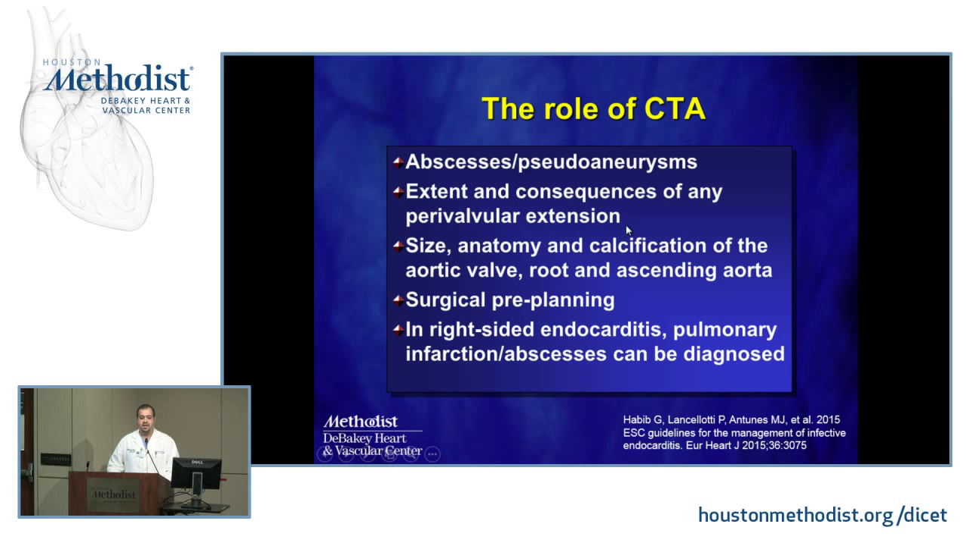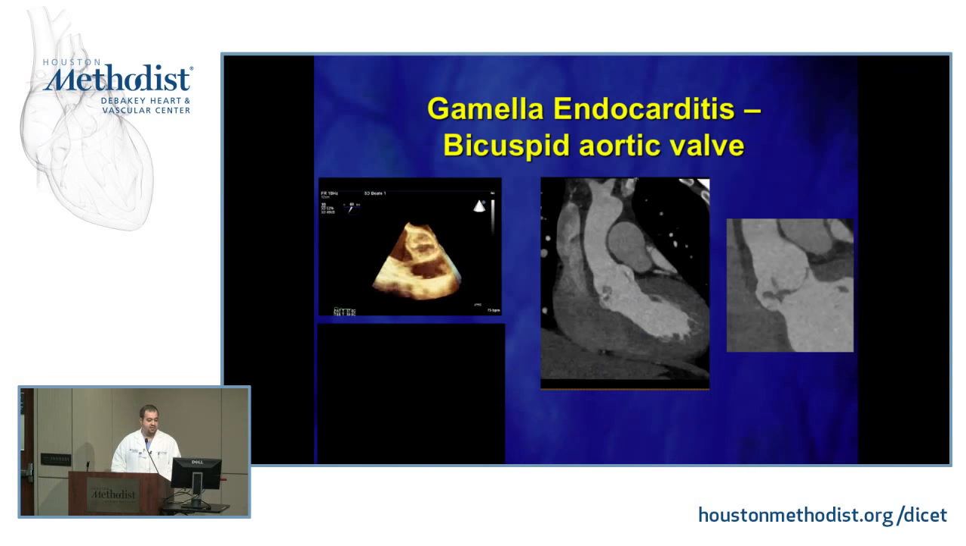So where does CT help in patients with endocarditis? Mostly for complications of endocarditis. If you have abscesses on the valve level or the aortic root level, or pseudoaneurysms, you can also assess the extent and the consequences of any perivalvular extension. You can clearly delineate the valvular anatomy in terms of size and calcification. You can, as Dr. Little said, also have full 3D evaluation of the aorta in case of valve endocarditis. The surgeons love CT for pre-planning because it tells them what they're going to go in and deal with. And then in right-sided endocarditis, it also helps to evaluate for septic emboli leading to pulmonary infarctions and or abscesses. So kind of a one-stop shop in that setting.